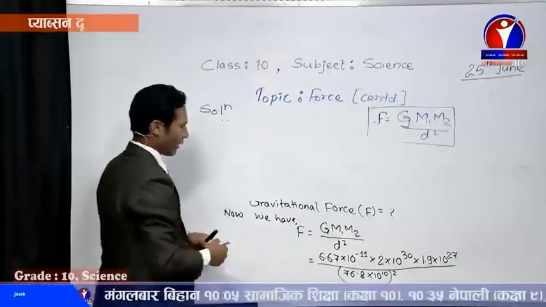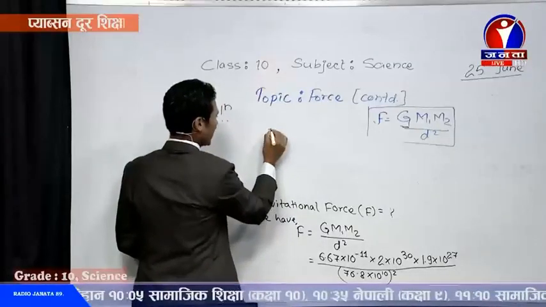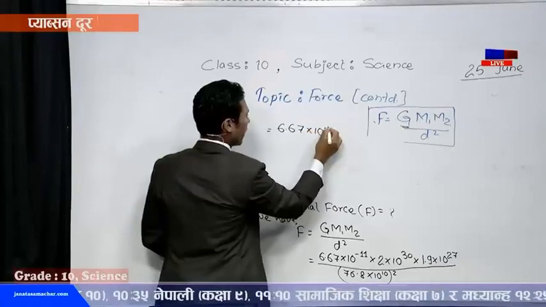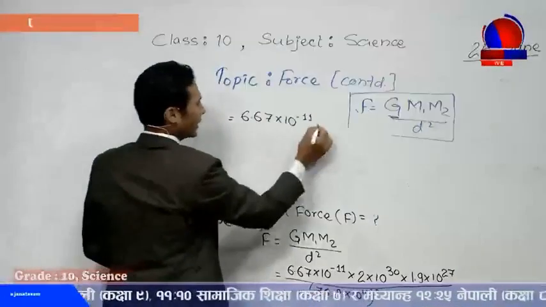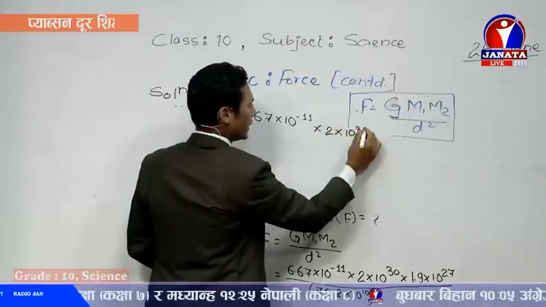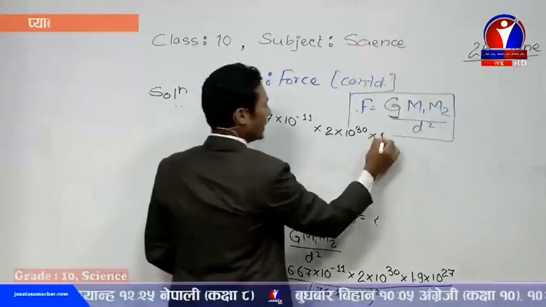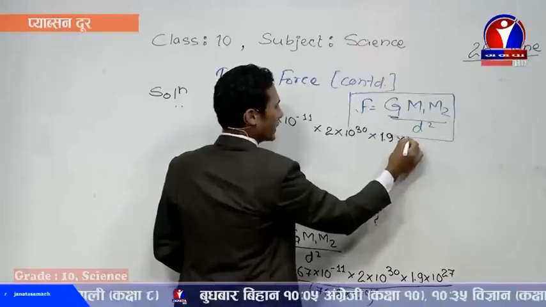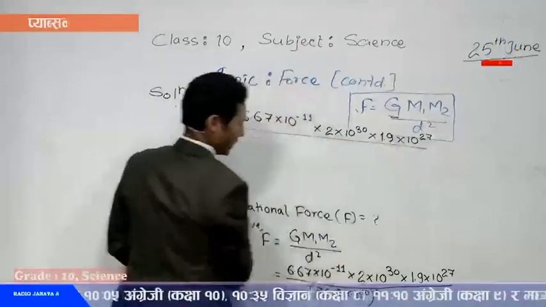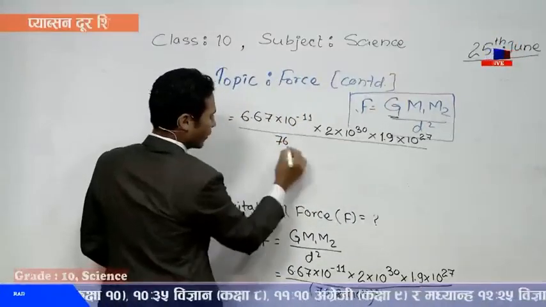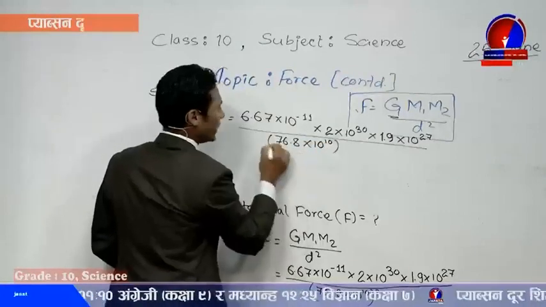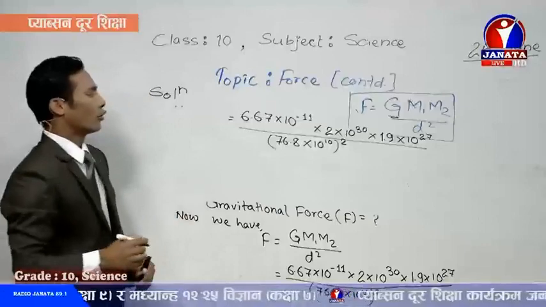Now let's continue. Let me write this again so it is easily visible. So 6.67 into 10 to the power minus 11, right? Into 2 into 10 to the power 30, into 1.9 into 10 to the power 27, divided by 76.8 into 10 to the power 10, whole squared. So how can we solve this?